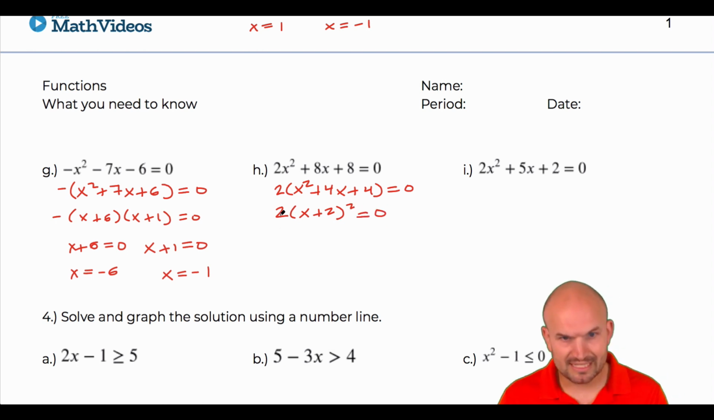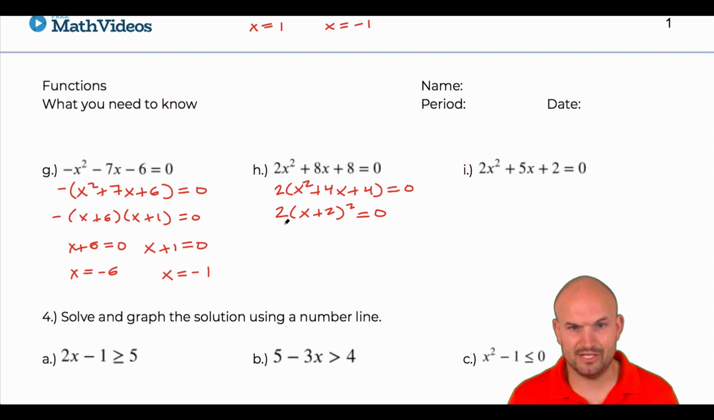Now again, hopefully you see that this 2 is not impacting anything. You can just divide out the 2 on both sides. Multiplying that 2 in front does not change any of the answers, right?